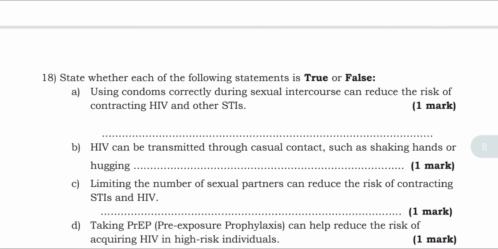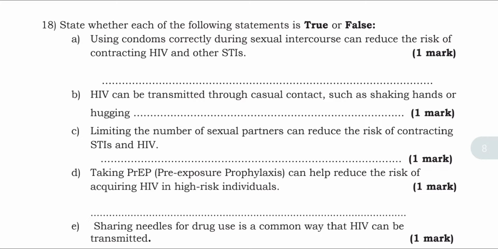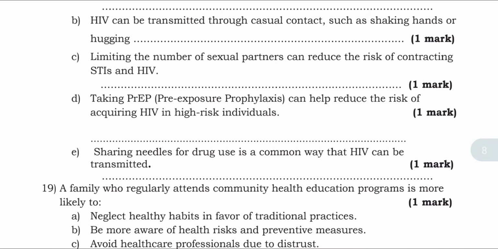Okay, we can move on to another question, which is true or false. A. Using condoms correctly during sexual intercourse can reduce the risk of contracting HIV and STIs. That is correct, and that is true. HIV can be transmitted through casual contact such as shaking hands or hugging. That is false. Limiting the number of sexual partners can reduce the risk of contracting STIs and HIV.